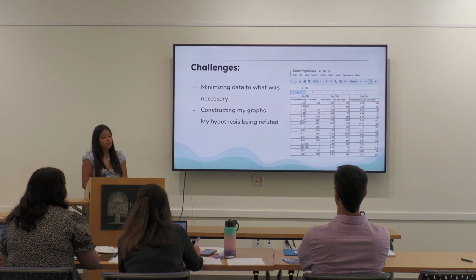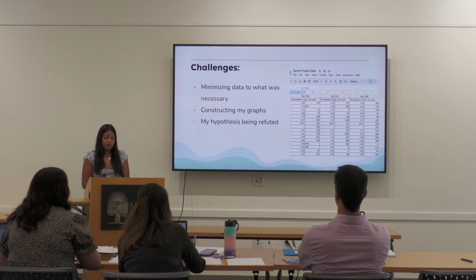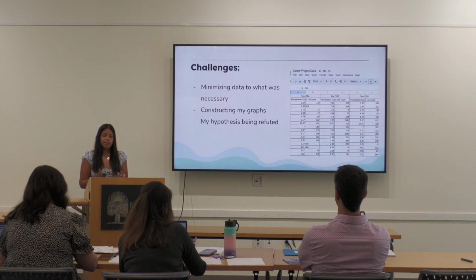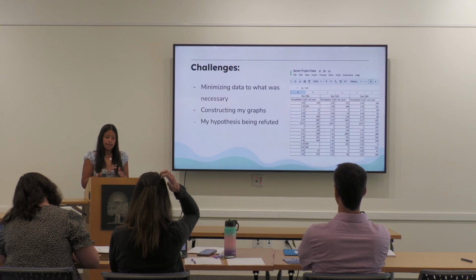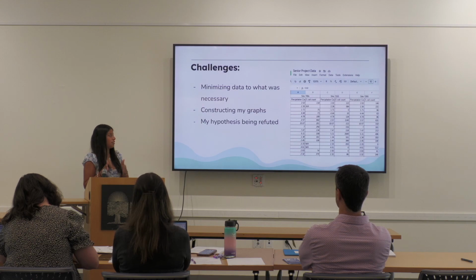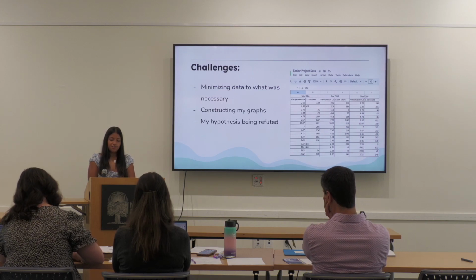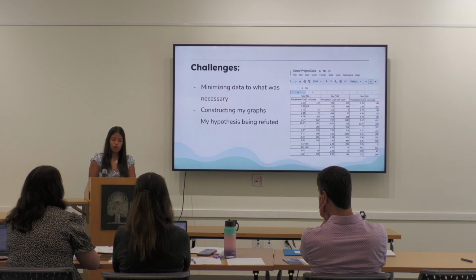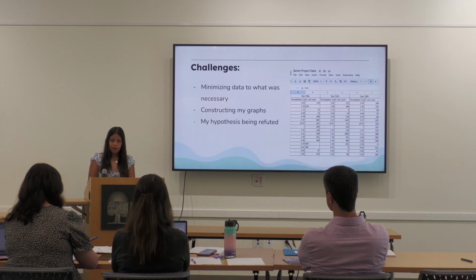So some challenges that I faced was minimizing my data to what was necessary. So throughout this project, when I initially gathered all my data, it came with the depth of the river, the temperature, all of that. So I had to cut down and really play with a Google Sheet to make it specific to each site and everything, as you can see in the photo. So that was definitely a challenge. Also, constructing my graphs was especially difficult because I wasn't sure on what specific graph to do, but after researching, I came to the conclusion that a scatter plot would be the best for this.